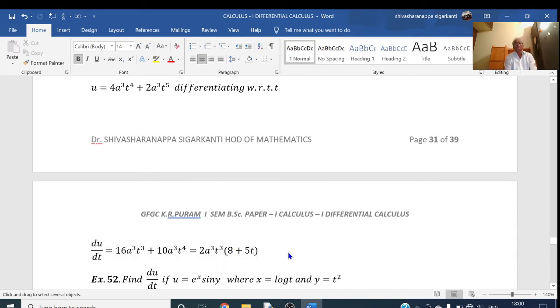So without partial derivatives also we can find out the differentiation of u with respect to t. For that we have to substitute for x and y in terms of t, making u a function of a single variable t.